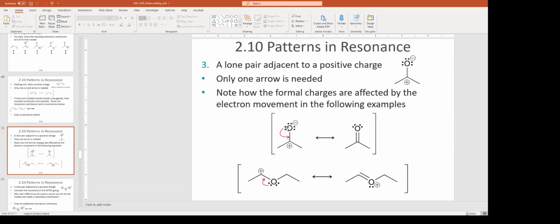So this is a very common pattern. This one is very important because we're going from a carbon with no octet to a carbon with an octet. The structure on the right is much more stable. What is the name of this compound? Does anyone remember?